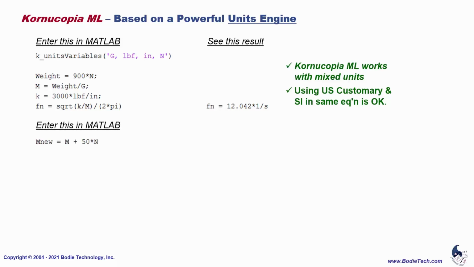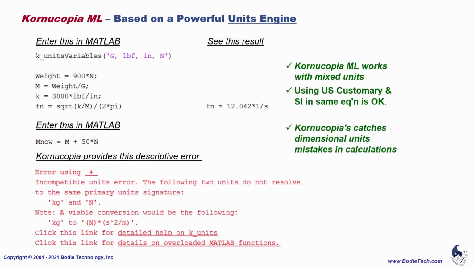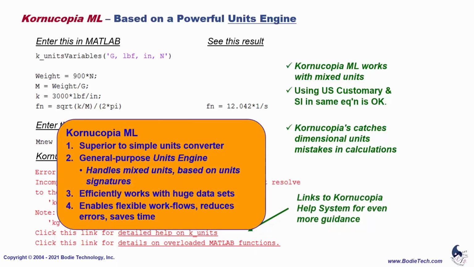Kornucopia does more than just work with the units, it helps check the units. If you were to enter an equation like this, where we added a force 50 newtons to a mass, Kornucopia will produce an error, telling you that you're using incompatible units. It describes the problem, gives you guidance on what to do, and also gives you links to the help system for more guidance. The key point here is that Kornucopia ML is superior to a simple units converter. It is a true general-purpose units engine that handles mixed units based on something called unit signatures. The software is designed to efficiently work with huge data sets that ultimately enables flexible workflows that reduces errors and saves time.